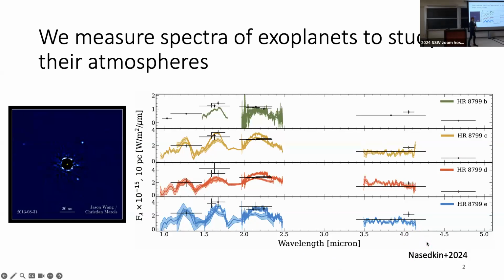Those spectra are great to measure the bulk properties of those planets, say the luminosity. If you have an age, you can get the mass. You can measure the effective temperature, probably the surface gravity. But abundances might be a little trickier, and I'll talk about this in a minute. The challenge comes from two places.